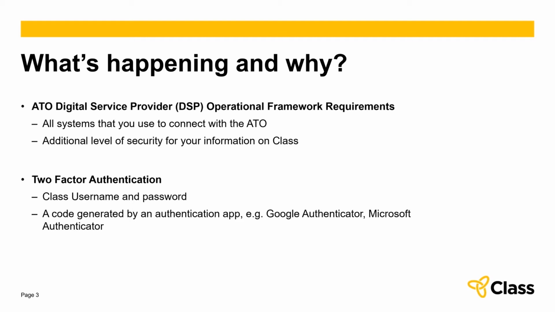MFA is a method of authentication that uses two or more authentication factors from different categories to authenticate a single user. This means when a user logs onto Class, once MFA has been activated, they will need their Class username and password as well as enter an authentication code. The authentication code will be created by an authenticator app such as Google or Microsoft Authenticator.